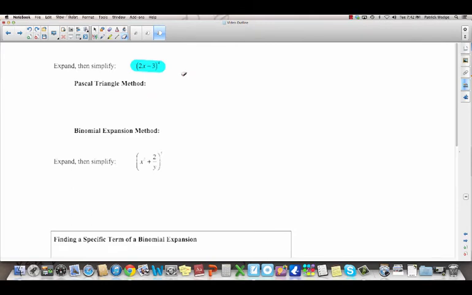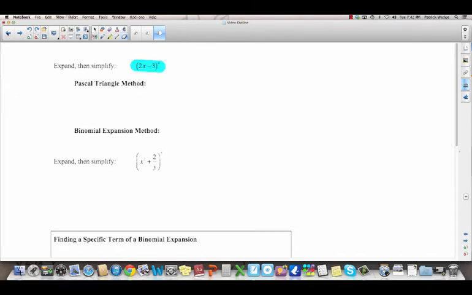I like the Pascal's triangle method. As long as the exponent, in this case it's 4, is lower than about 7 or 8, Pascal's triangle is good. And you know what? It's almost always going to be lower than 7 or 8, because otherwise you're going to have to write something that goes across your page. So I think the Pascal's triangle method almost always works.